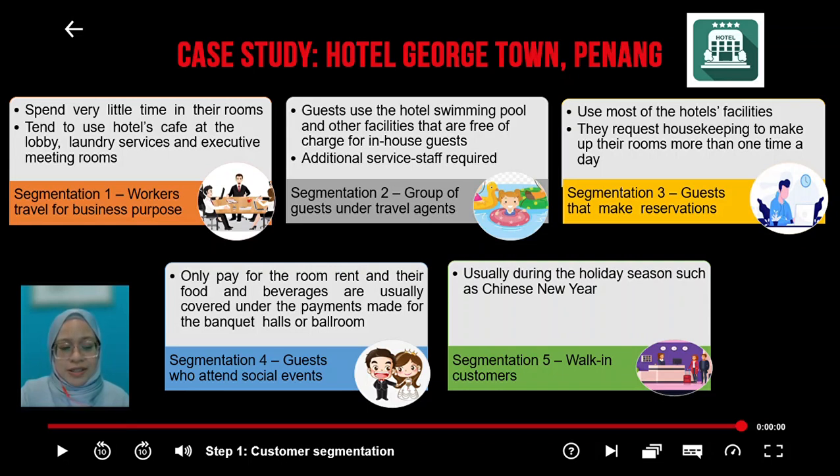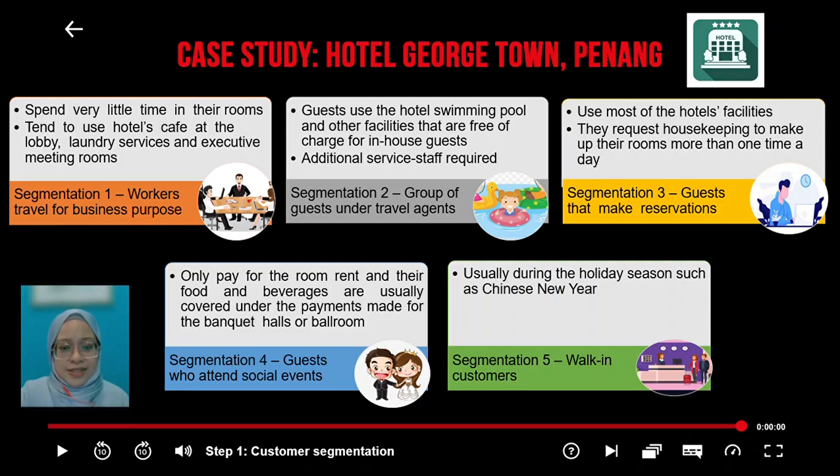Customer segment number 3 comes from the guests that make reservations through online websites or through direct calls made to the hotel reception. They typically come and stay with family or friends and use most of the hotel's facilities such as spa, gymnasium, swimming pools, restaurants, and so on. These customers often use the tour package and transportation of the hotel, which is added to their bill.